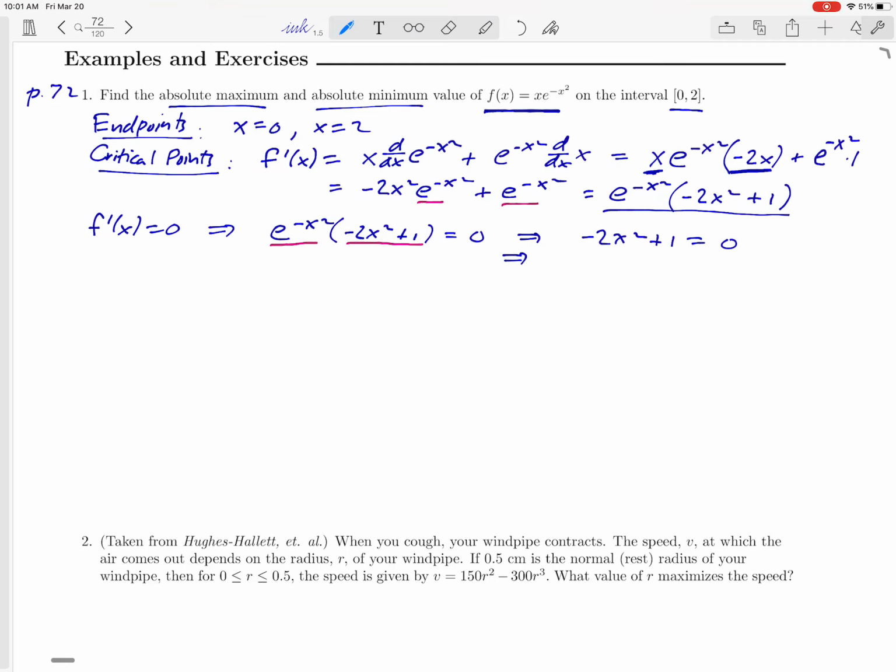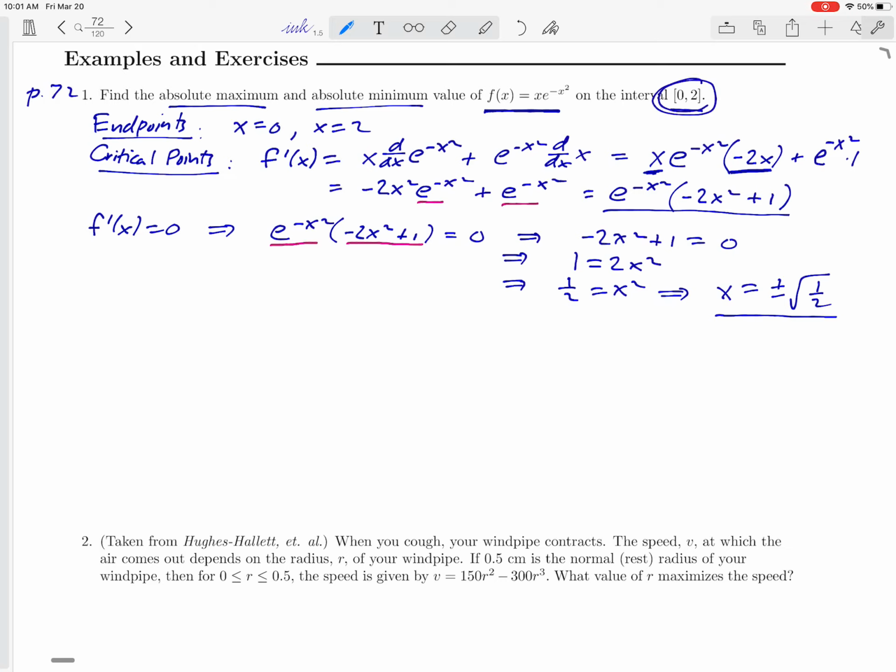and see if we can figure out what x is. We're just going to get the x by itself, so maybe add 2x squared to both sides. Divide by 2. And we're going to take the square root of both sides of this equation, which is going to actually give us two solutions, either the positive or the negative square root of a half. And so we have come up with two critical points.